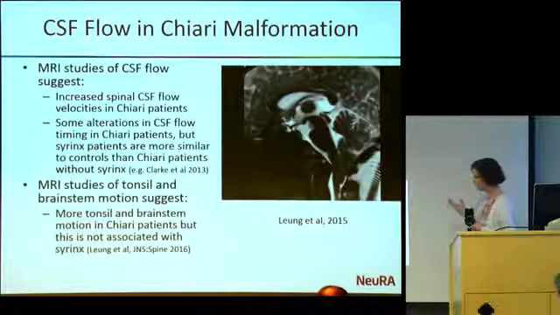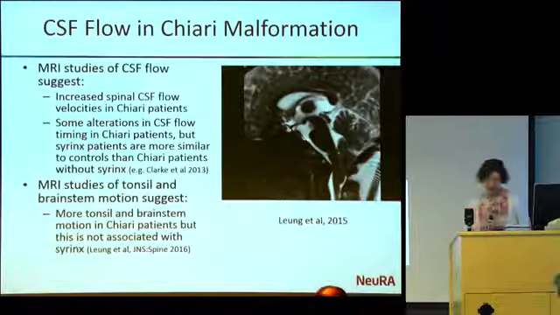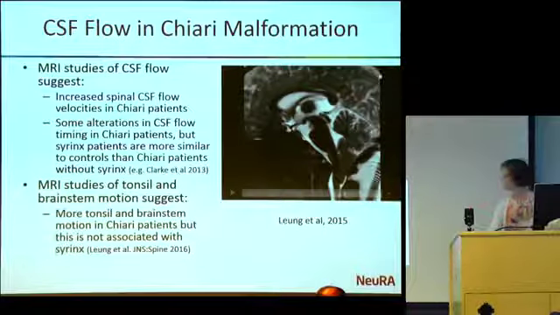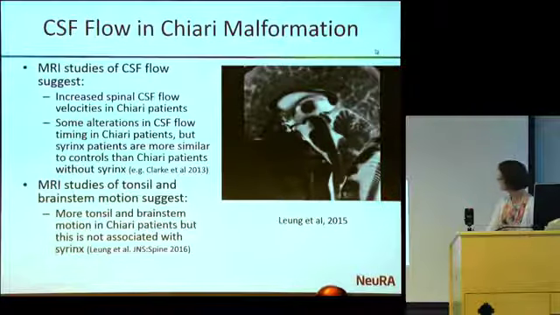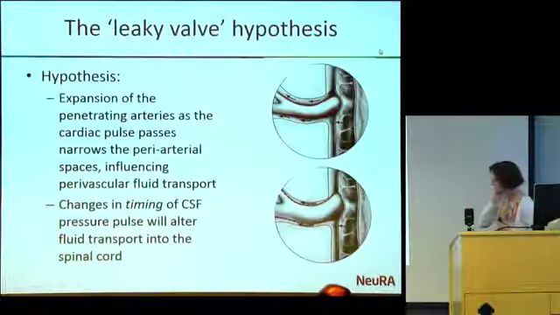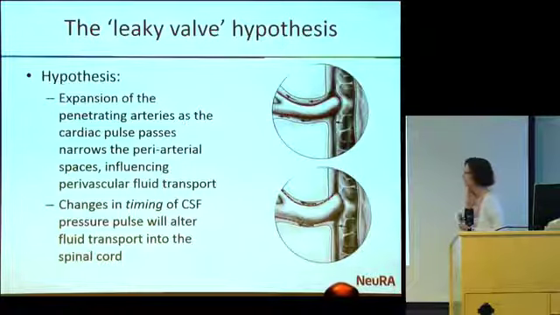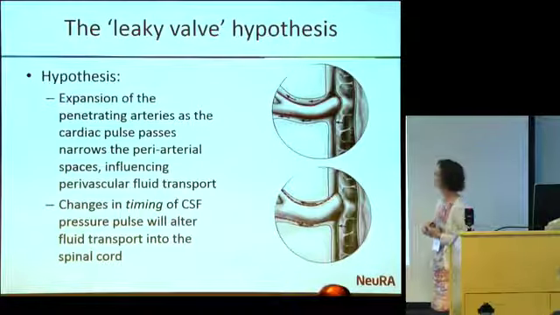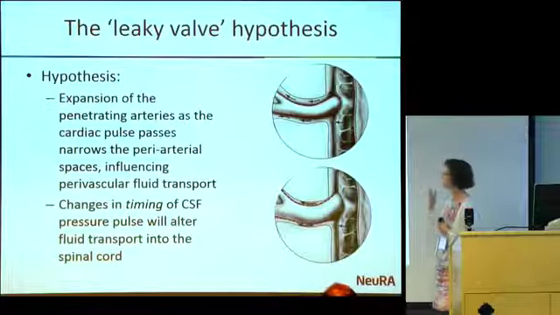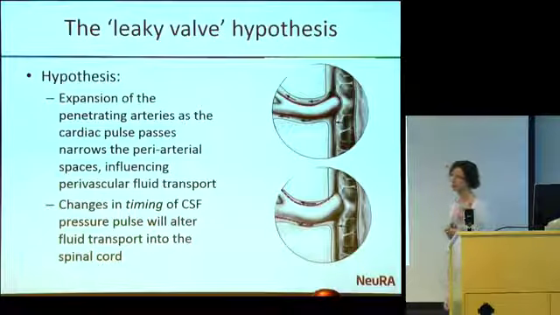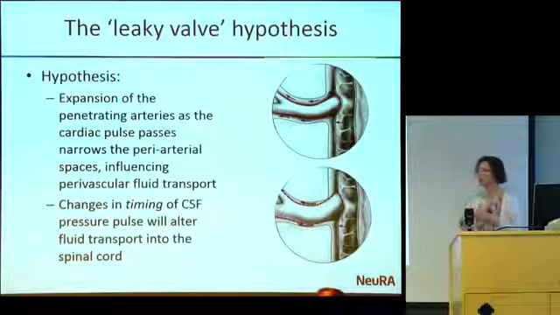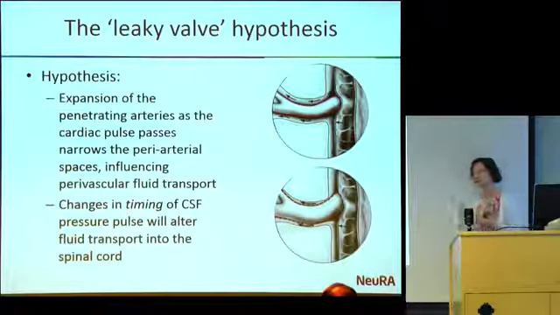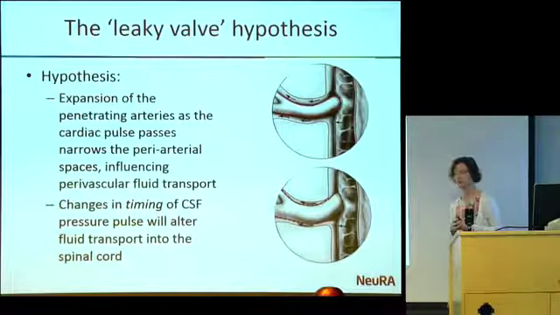We have shown from some of our previous studies that there are differences in CSF flow in Chiari malformation patients compared to controls. And we believe that one potential mechanism is what we call the leaky valve hypothesis. We think that the differences in flow in the spinal subarachnoid space, and in particular some of that work, have shown that there are differences in timing of the CSF flow in the subarachnoid space.